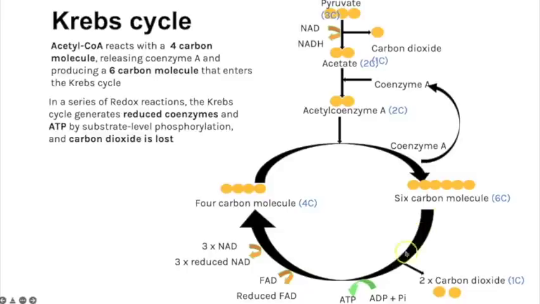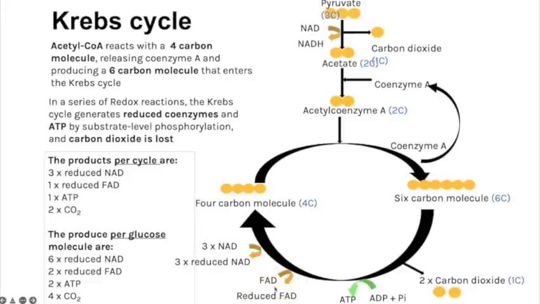The 6-carbon to the 4-carbon molecule, which is then regenerated. To go from 6 to 4, we must have lost 2 carbons, and that's in the form of 2 carbon dioxides. We only have 1 molecule of ATP being produced, but we have quite a few reduced coenzymes. We create 3 reduced NAD and 1 reduced FAD, which is our final coenzyme involved in respiration. So overall, the products per cycle are 3 reduced NAD, 1 reduced FAD, 1 ATP, and 2 carbon dioxides.